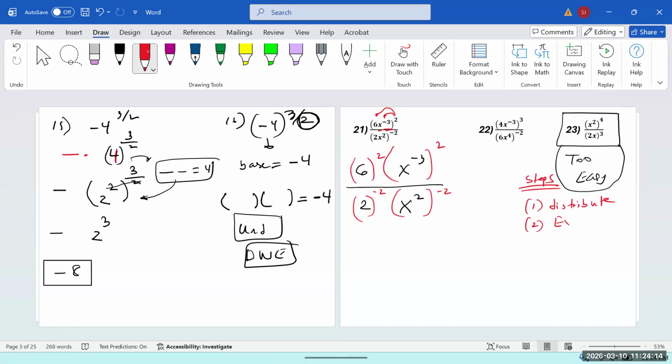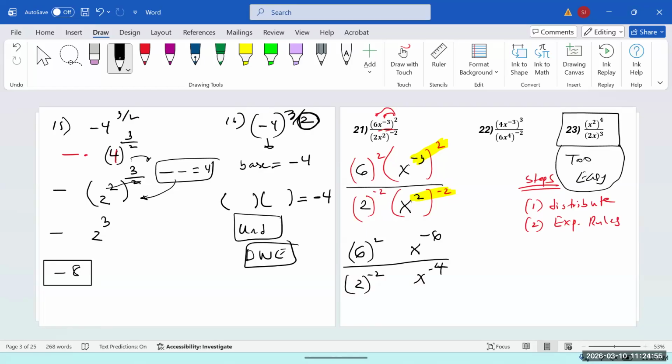Then step 2, exponent rules. We have multiple exponents for the same base. What do you do? Multiply. And we have the same scenario twice, one on the numerator, one on the denominator. So keep your 6 squared. If you want, you can put 36, no problem. Or you can keep your 6 squared. And then what is negative 3 times 2? Negative 6. 2 with the negative 2 power and x with the negative 4 power.